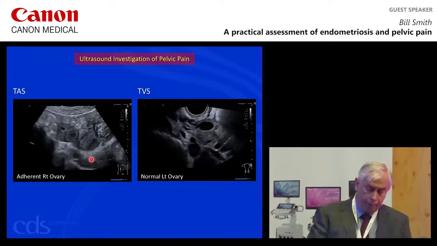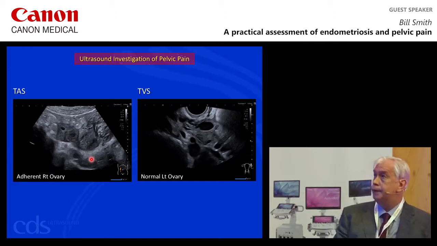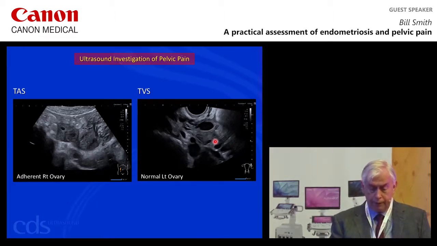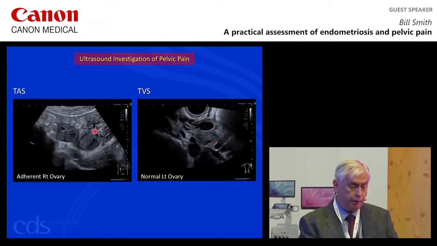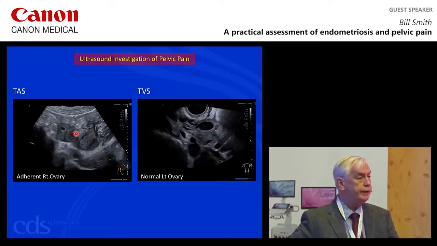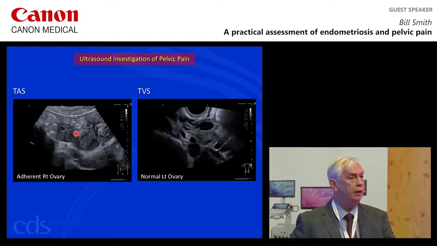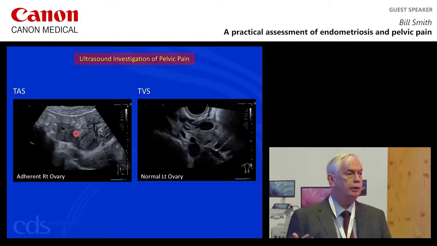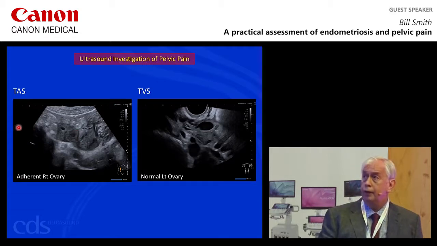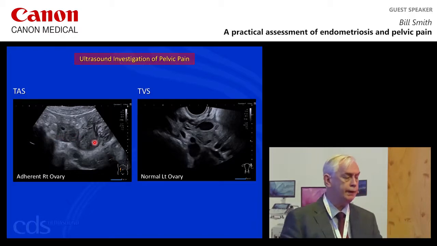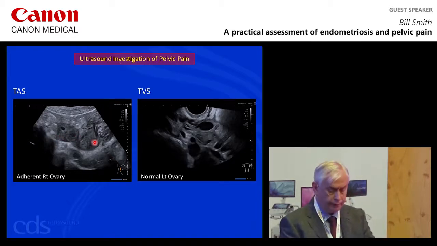If we look at this case, here's the left ovary, which we can see very nicely, but the right ovary is stuck up here. So we need to adopt a transabdominal approach here. Here's the right ovary, and there's a chronic inflammatory mass associated with the right adnexa.